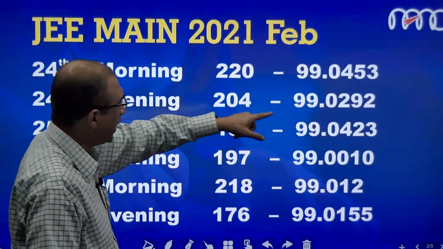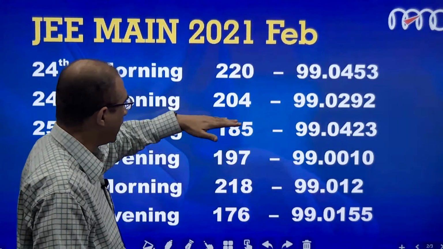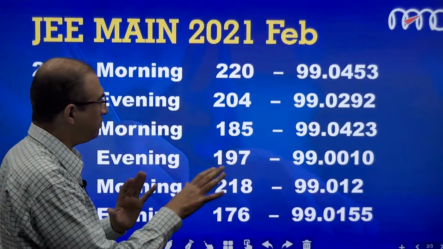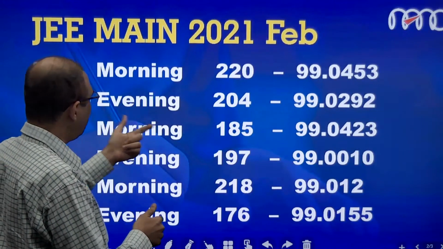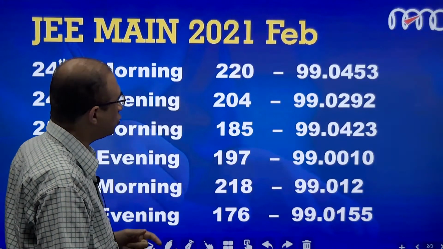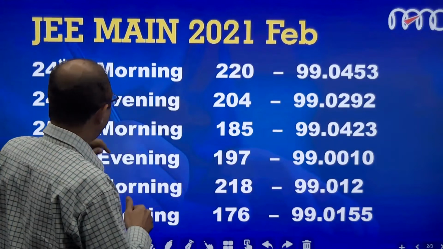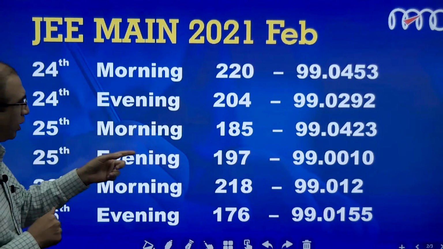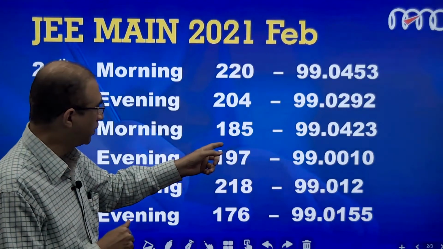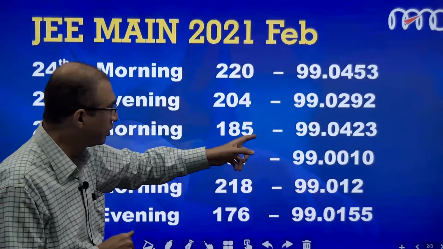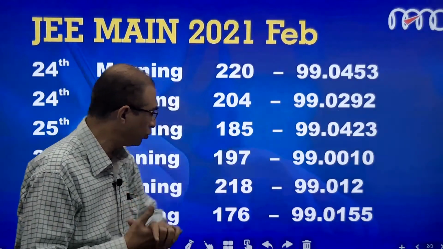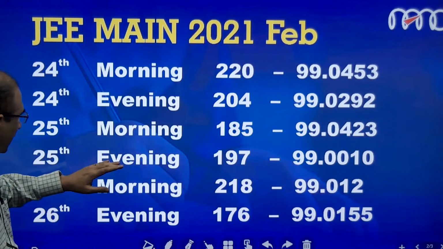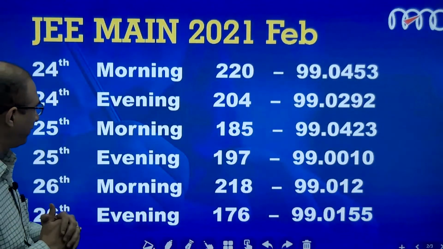24th evening, 99.0292 corresponded to 204. So we can say that roughly 99 percentile on that 24th evening ended at 204, which means that this evening paper was slightly tougher than the morning paper. Now 25th morning, again you see a wide variation. Suddenly there is a drop: 185 corresponded to 99.0423. 25th evening, 197. So 25th evening was slightly easier than the 25th morning paper.